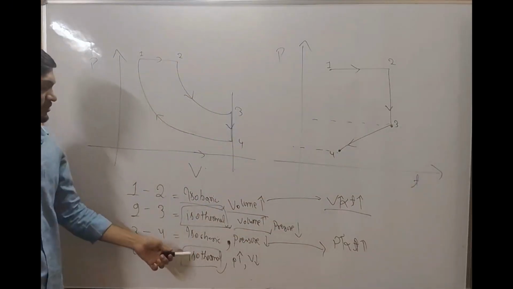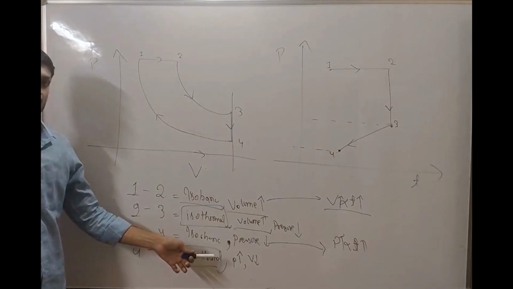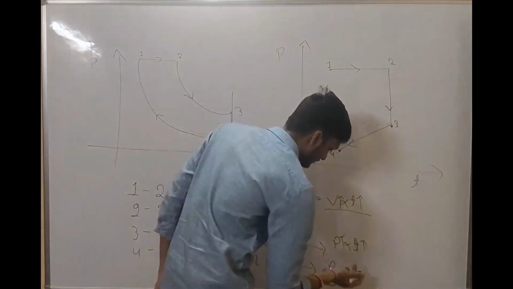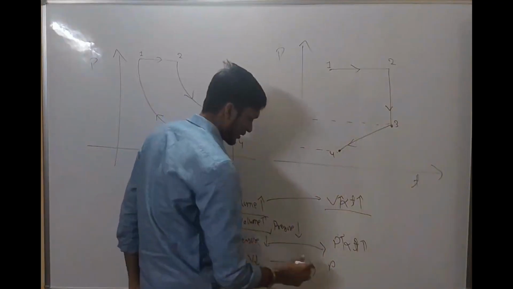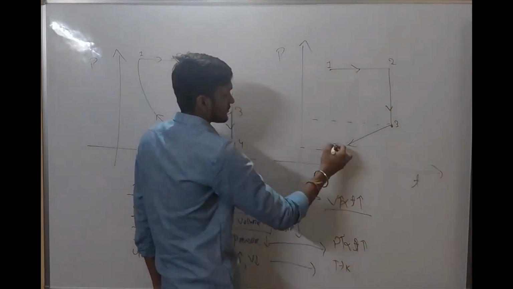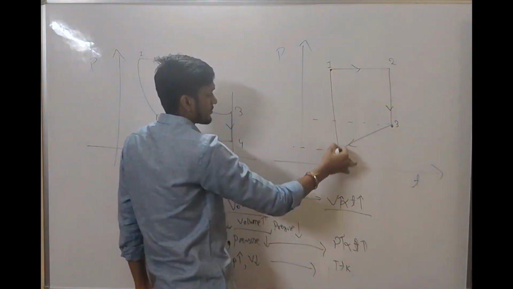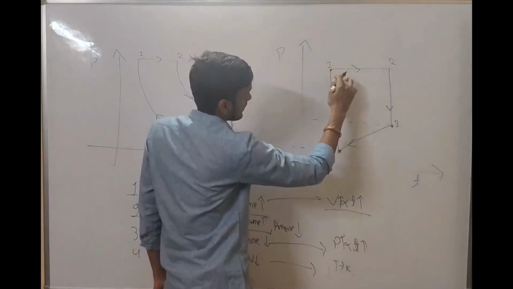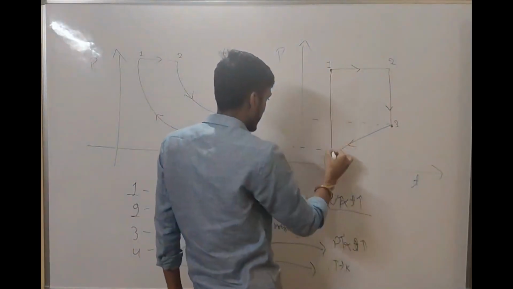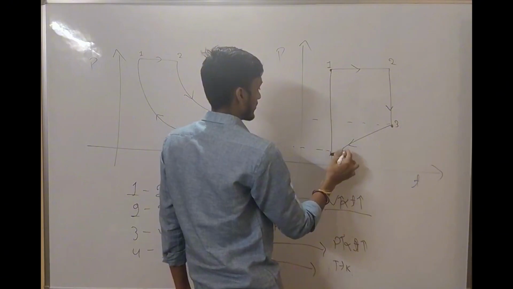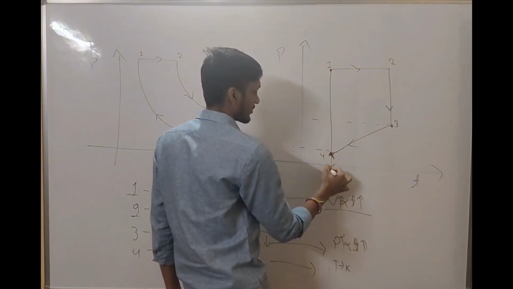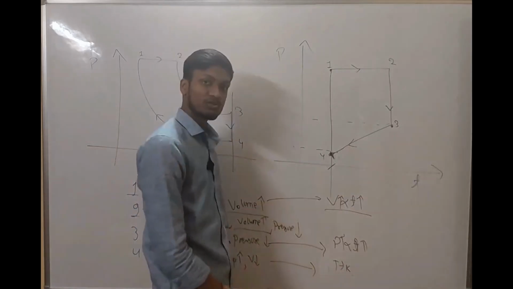From 4 to 5, the process is isothermal, therefore it obeys Boyle's law, and the temperature remains constant. So, for the temperature to remain constant, it must be a straight line, such that the temperature is always constant throughout this process.